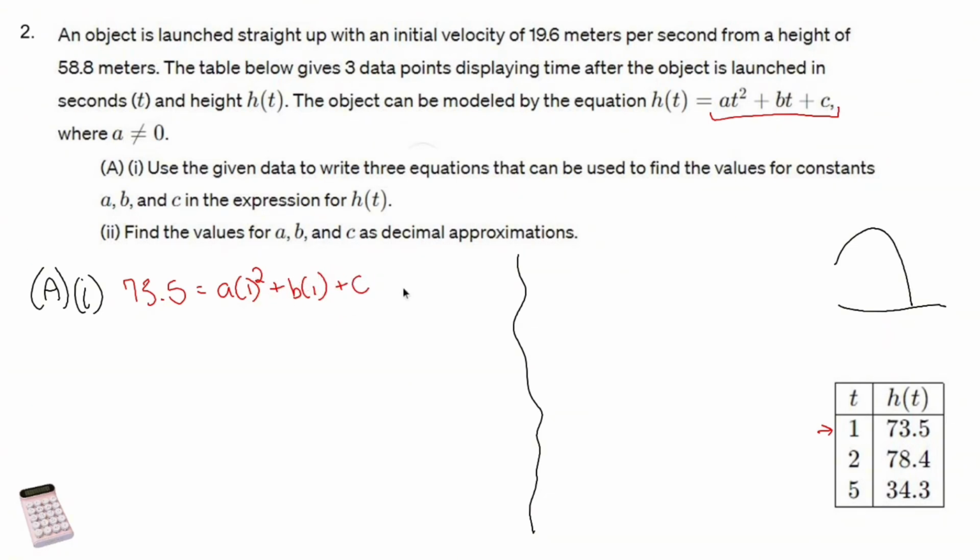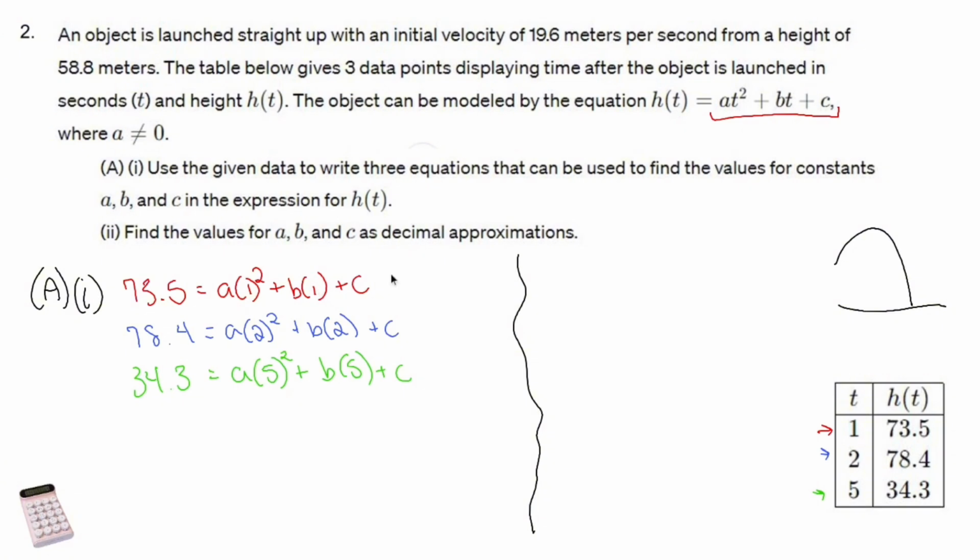That's one equation I could use. The other equation I could use is 78.4 equals a times 2 squared plus b times 2 plus c. And the third equation that I can find is going to be 34.3 equals a times 5 squared plus b times 5 plus c.